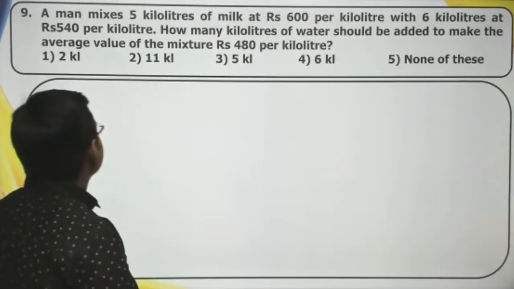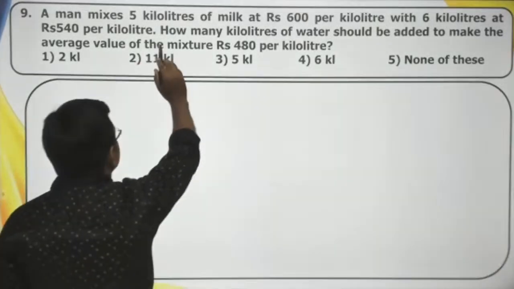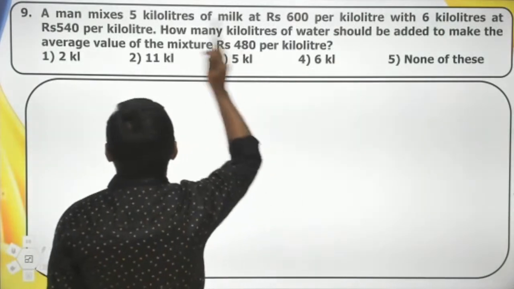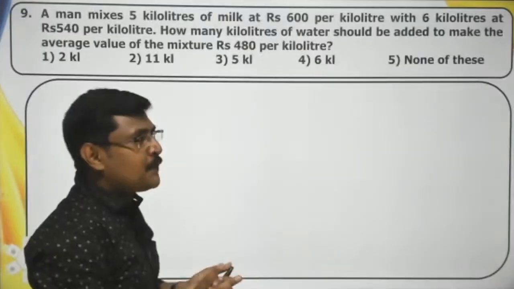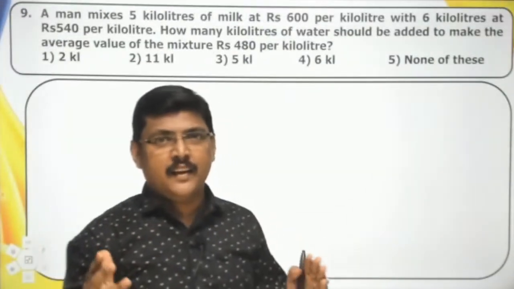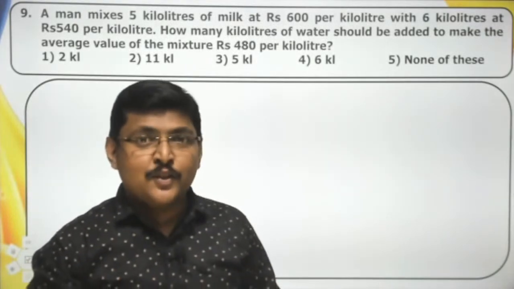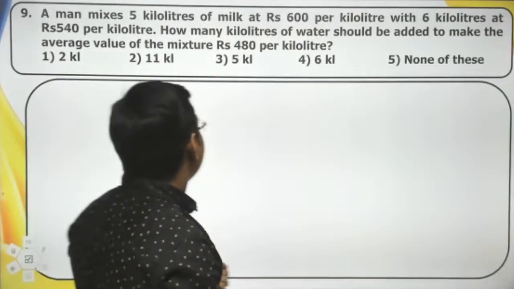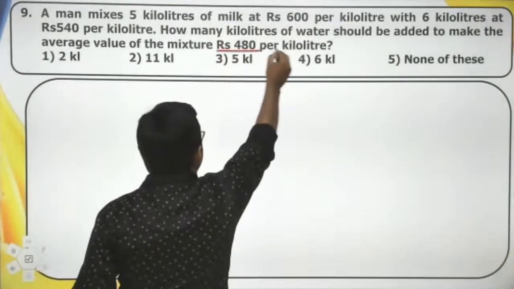Listen carefully. It is clearly given that a man mixes 5 kiloliters of milk at rupees 600 per kiloliter and 6 kiloliters at rupees 540. So he is mixing 2 qualities of milk and making a new mixture. To that mixture he is adding some quantity of water. As a result of that, the average price is clearly given as rupees 480.